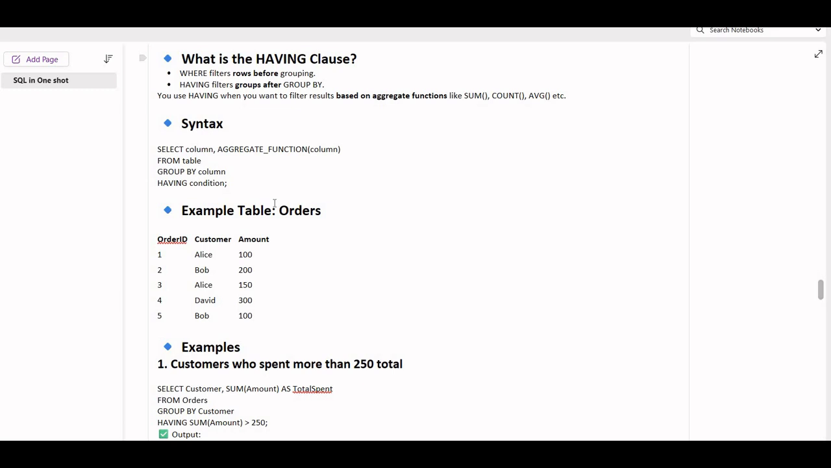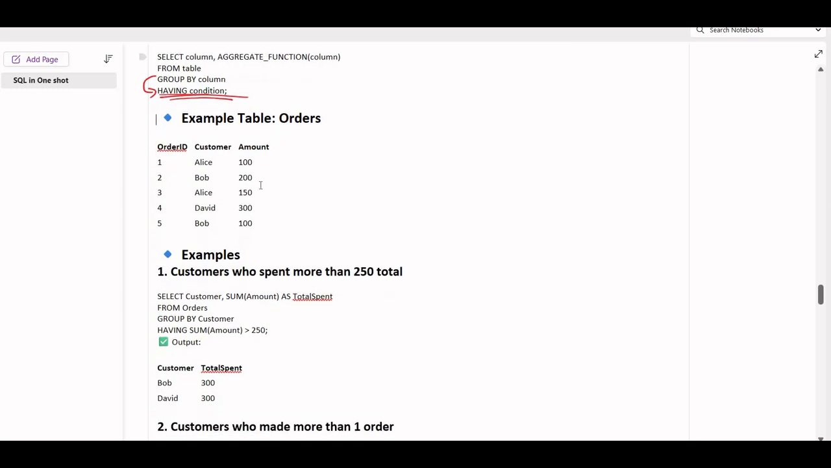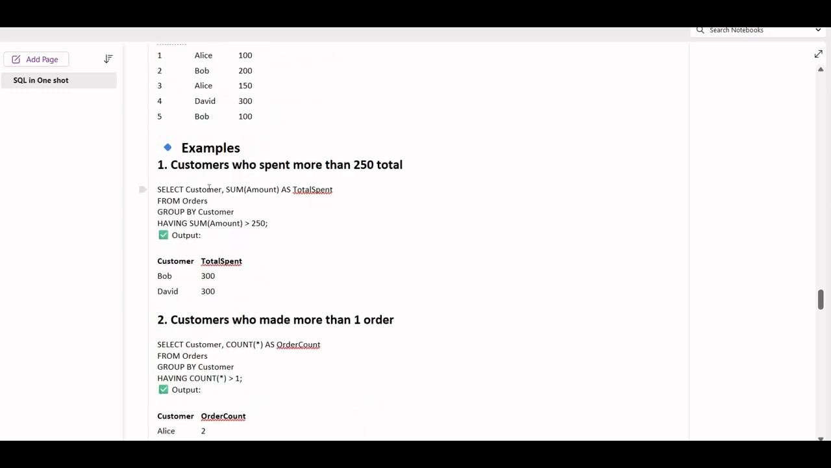Having is most important. Basically where filters the rows, and having filters groups after group by. After group by you have to use having. You use having when you want to filter results based on aggregate functions like sum or average. Okay, just see the syntax. After group by only you have to use having with the conditions. When you use a group by and aggregate functions, if you want to filter, you can use it. Let us see an example with the same orders table.